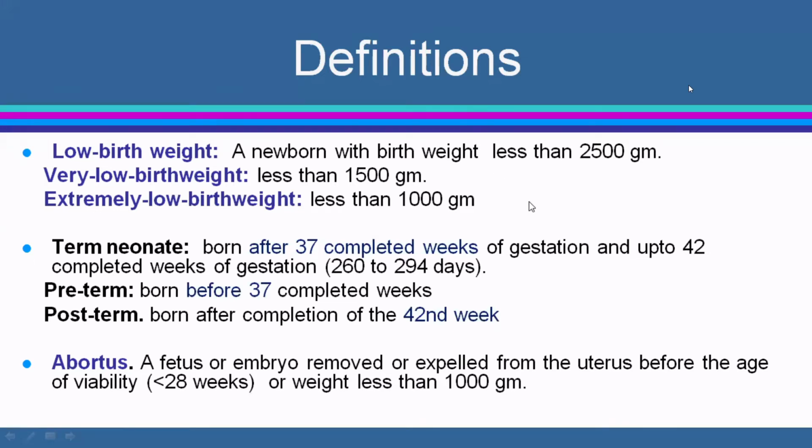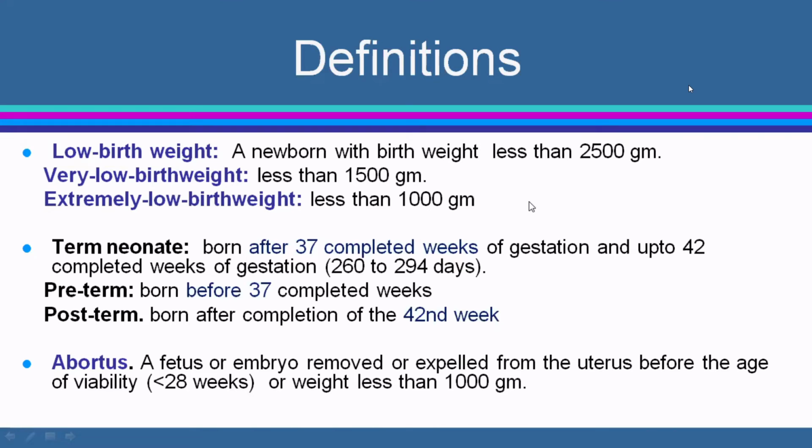And term neonate or term delivery means born after 37 completed weeks of gestation and up to 42 completed weeks of gestation. So 37 to 42 weeks of gestation is a normal or term neonate. And preterm means born before 37 completed weeks. Postterm means born after completion of the 42nd week.